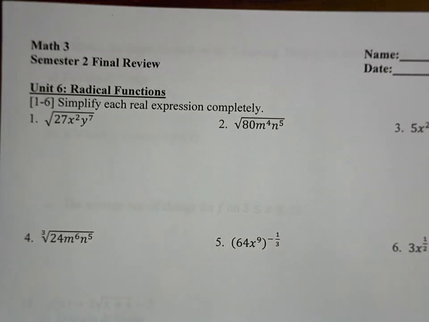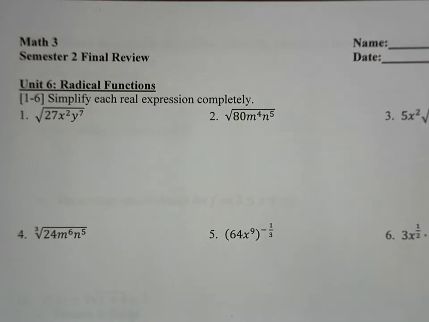Okay, this is the spring final review, and this is for Unit 6. For 1 through 6, we want to simplify each rational expression completely. I'll start with number 1.